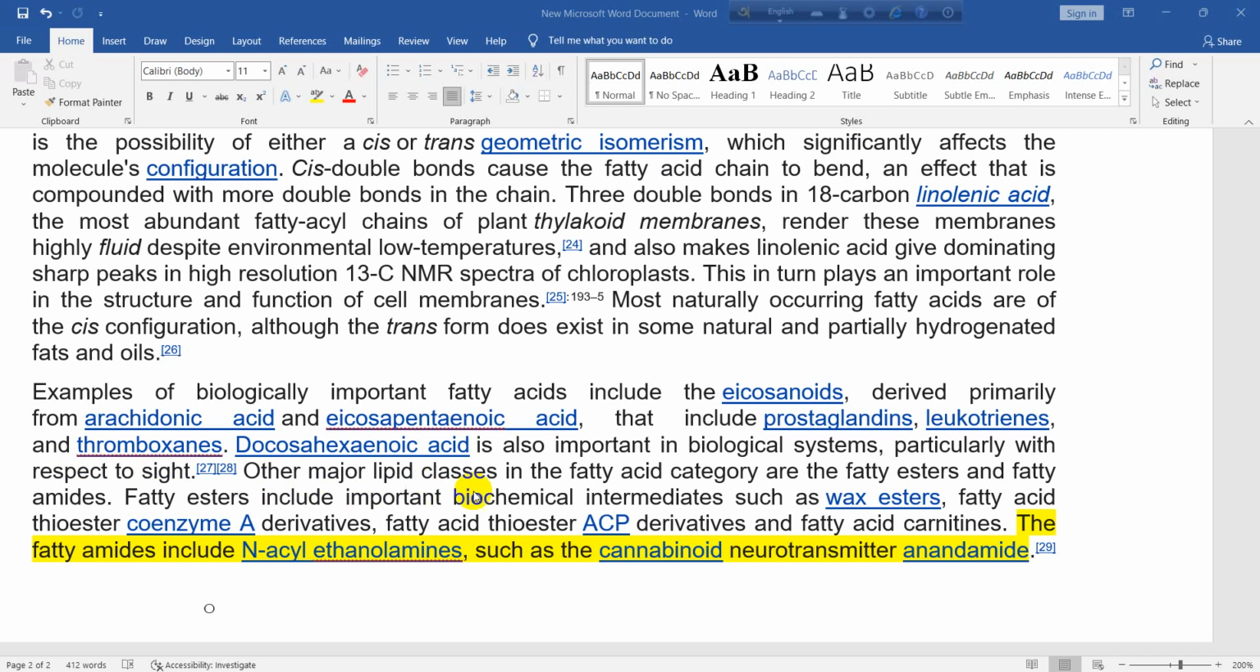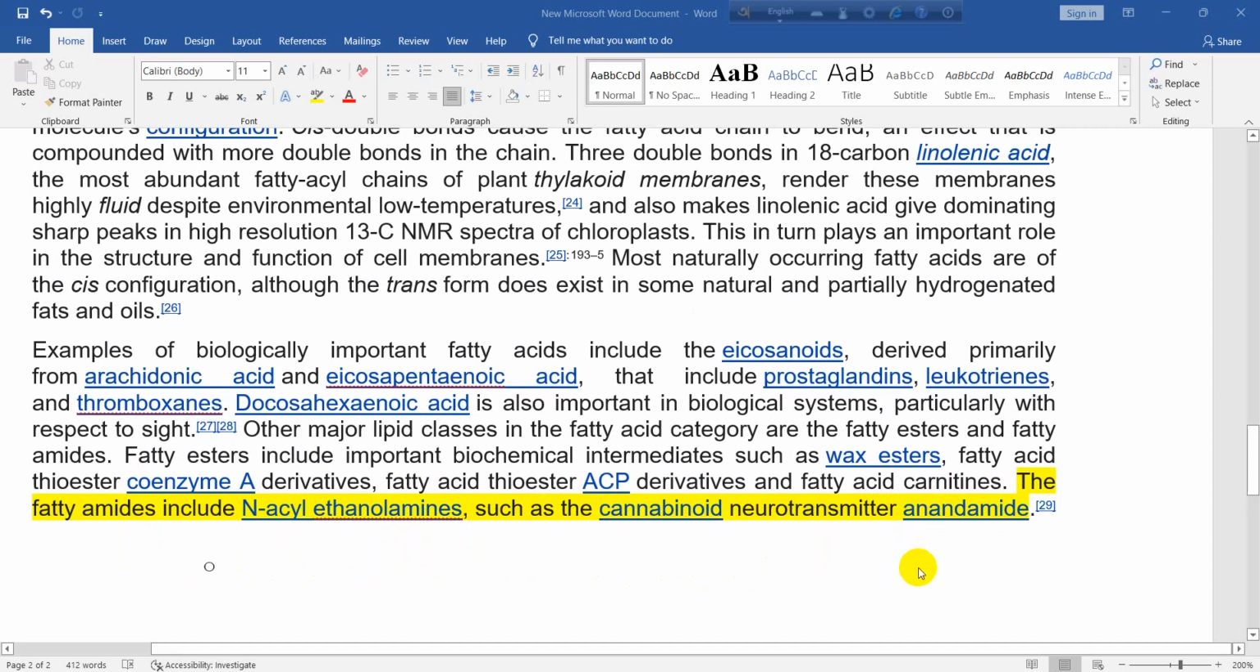Other major lipid classes in the fatty acid category are the fatty esters and fatty amides. Fatty esters include important biochemical intermediates such as wax esters, fatty acid thioester coenzyme A derivatives, fatty acid thioester ACP derivatives, and fatty acid carnitines. The fatty amides include N-acyl ethanolamines such as the cannabinoid neurotransmitter anandamide.